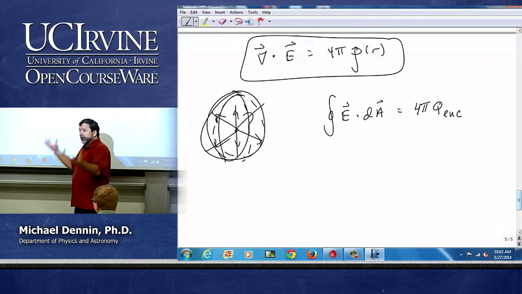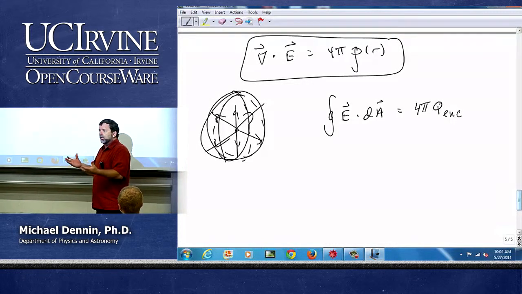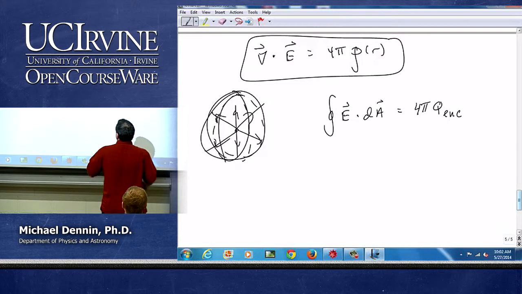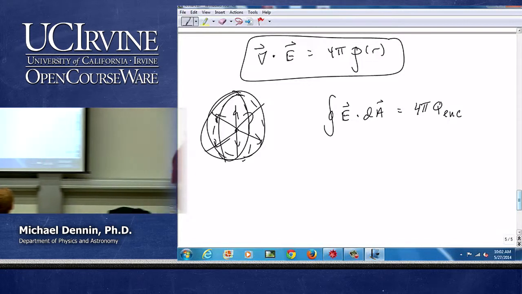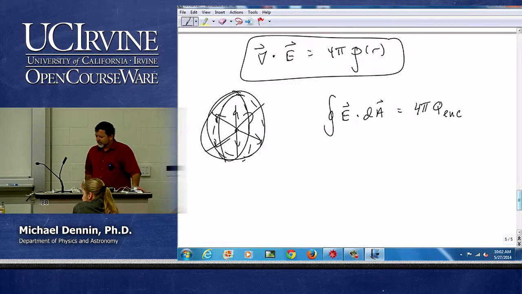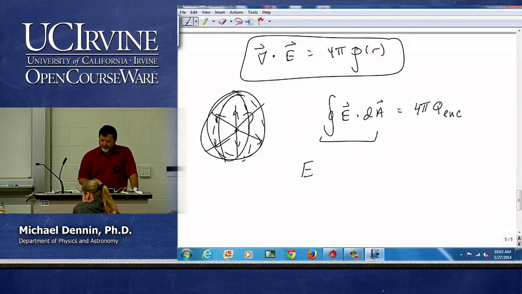But by symmetry, E has to be constant and it has to be radial, just because with a point charge there's nothing to distinguish direction by. And once you have E constant and radial, then this is an easy integral to do, right? This integral here becomes whatever the constant E is over the integral on the surface.